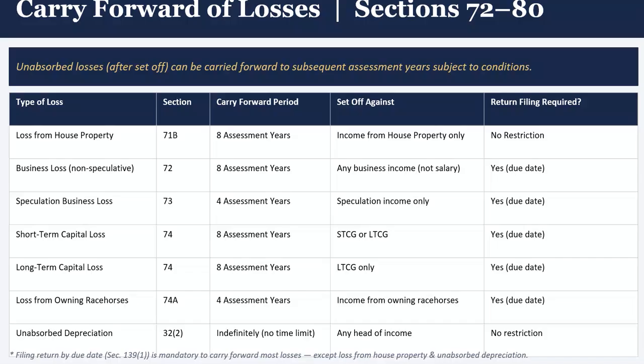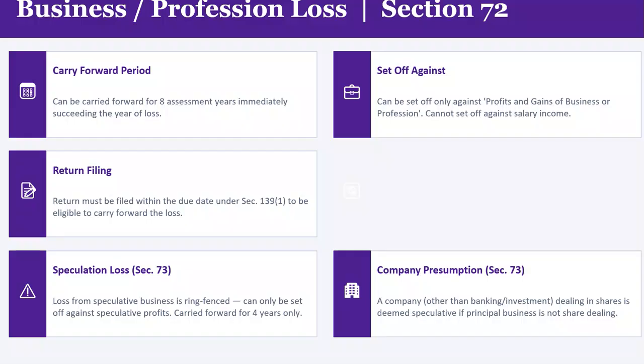However, there is one type of loss, that is unabsorbed depreciation, in which case there is no restriction regarding filing of returns. There are no restrictions regarding the number of years it is allowed to be carried forward, or restrictions regarding the heads of income against which it is allowed to be set off.